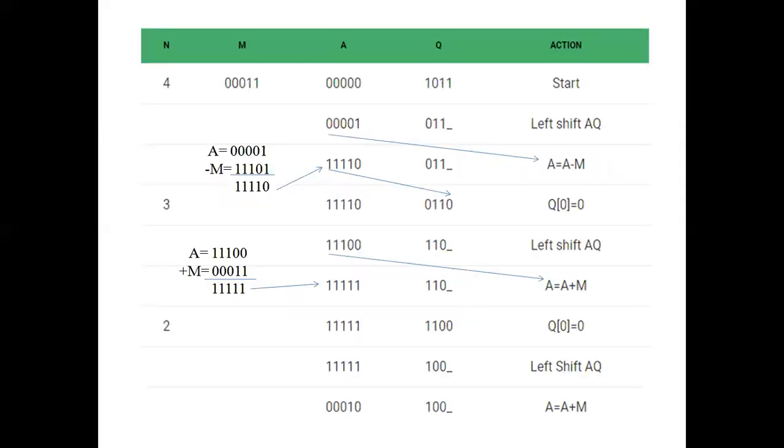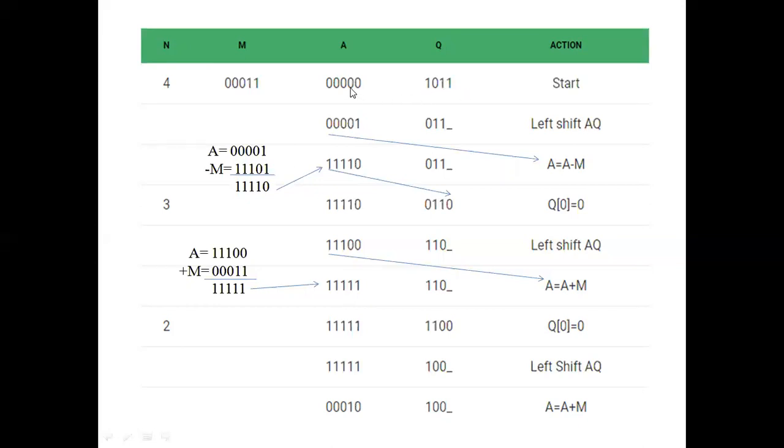What is the basic mechanism of calculation in the non-restoring division algorithm? Initially, what is the value of M? That is 3, so we convert it into 5 bits: 0, 0, 0, 1, 1. And A is a 5-bit value, initially all 0: 0, 0, 0, 0, 0. And Q is 11, a 4-bit value: 1, 0, 1, 1. Therefore the value of n is 4, because here we consider 4 bits.